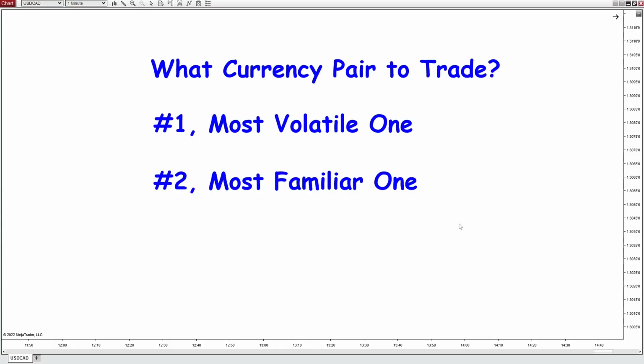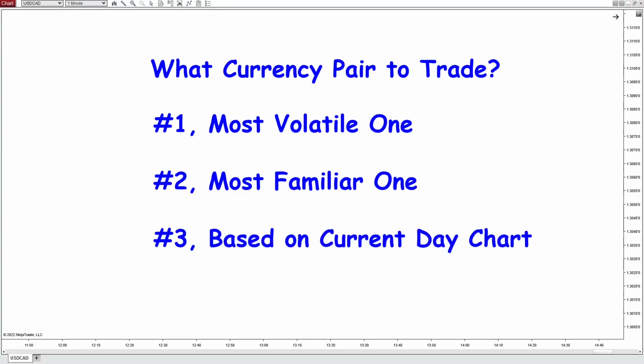The second criteria is choose the one that you are most familiar with, because a lot of traders will focus on maybe a few currency pairs and ignore the rest. So choose the one you are most comfortable in trading with. The third criteria is to base on that day's chart that you can see which currency has the setup that gives the highest probability.